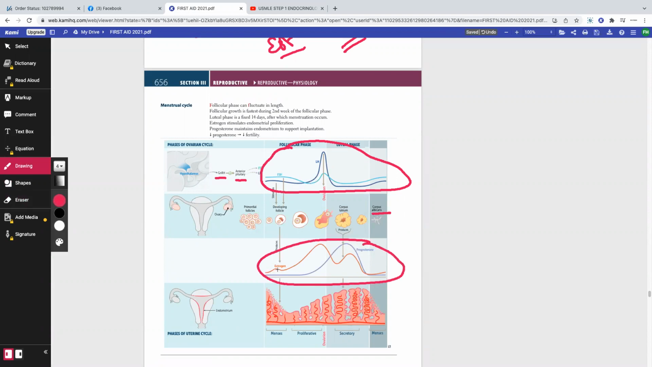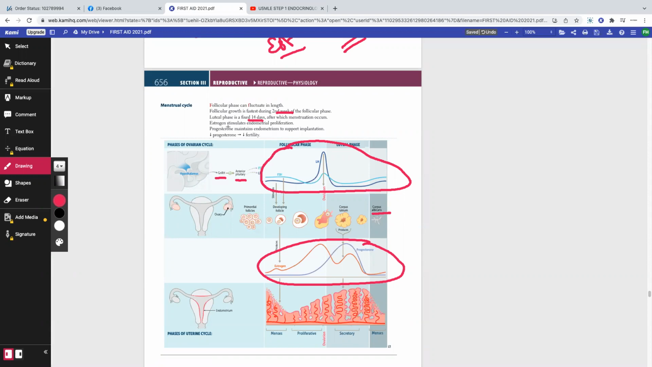Estrogen, always remember, there will be a sudden surge of estrogen in the middle, which will coincide with the LH surge. And then the progesterone will all of a sudden fall and induce menstruation, as simple as that. The follicular phase can fluctuate in length. The follicular growth is fastest during the second week. The luteal phase is fixed for 14 days, after which menstruation happens, right?